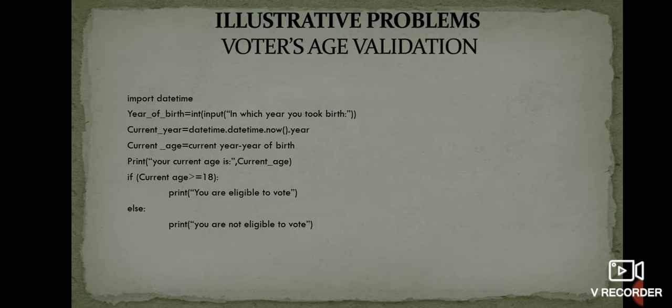We already know the voter's eligible age is 18. So I am using the if condition to check the condition. If current age is greater than or equal to 18, we need to print "You are eligible to vote." If it is not greater than or equal to 18, then it will print "You are not eligible to vote." This is the program to validate the voter's age.